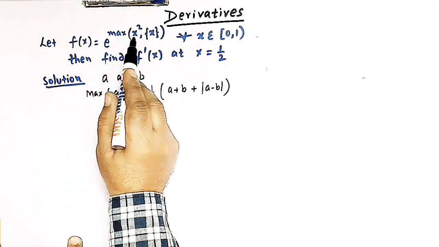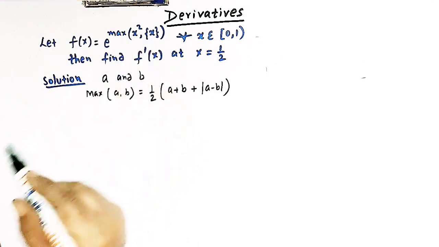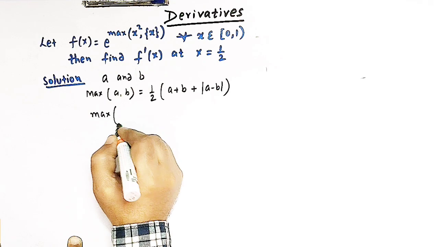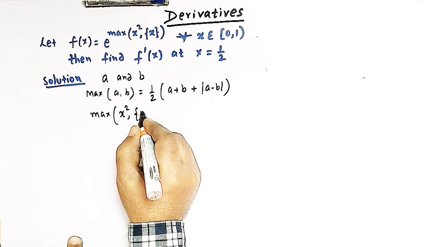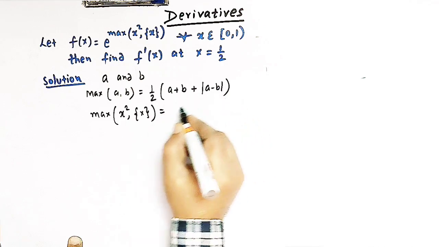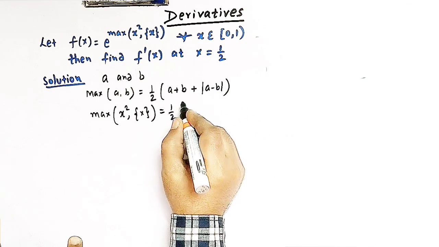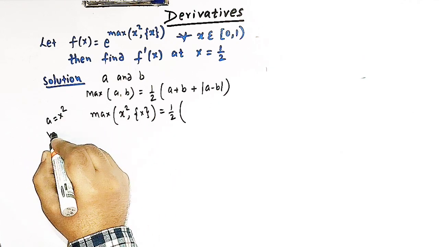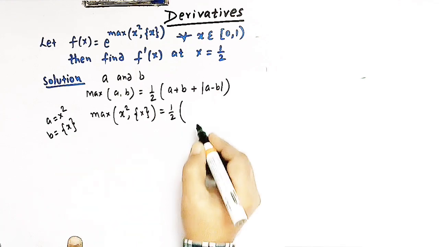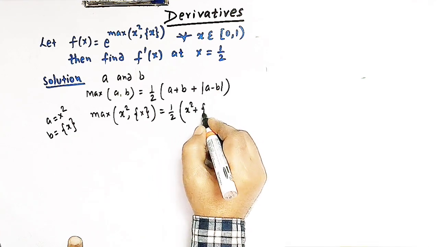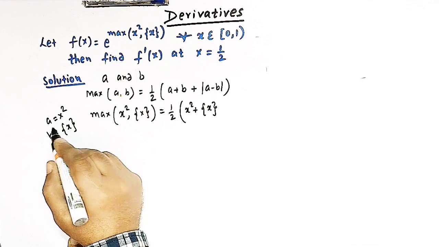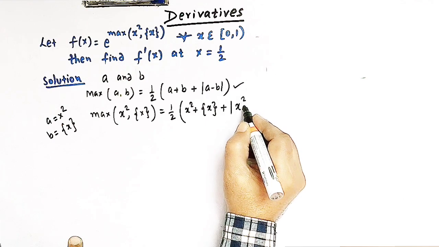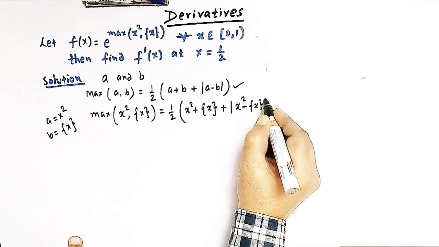So here we have the maximum of x square and the fractional part of x, right? Using this result, we can write it as half, and then we can take a is equal to x square and b is equal to the fractional part of x. So we have x square plus the fractional part of x, substituting the values of a and b in this result, and then we have a mod of x square minus the fractional part of x, right?